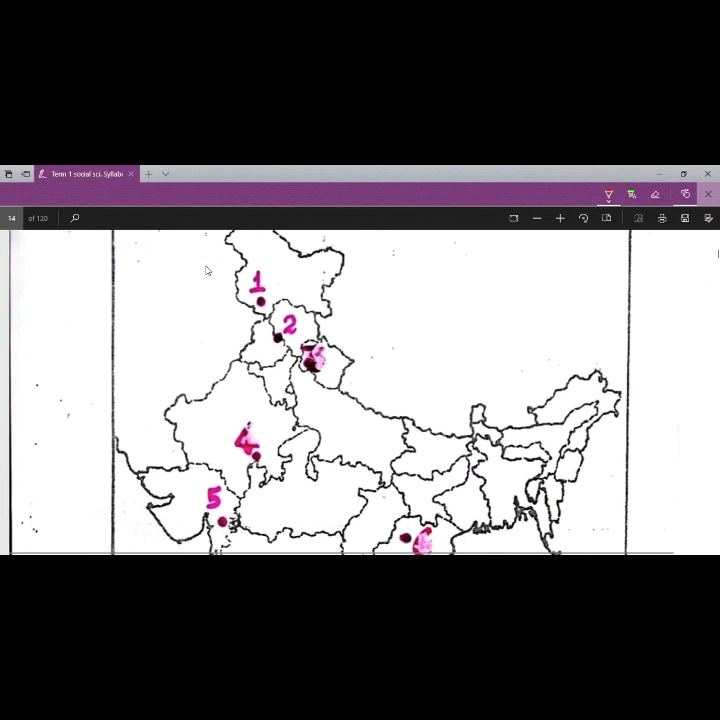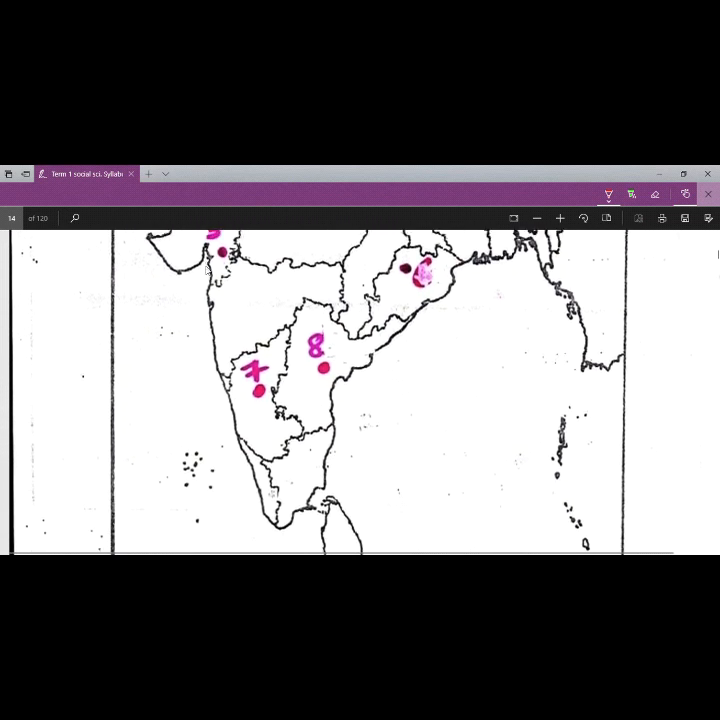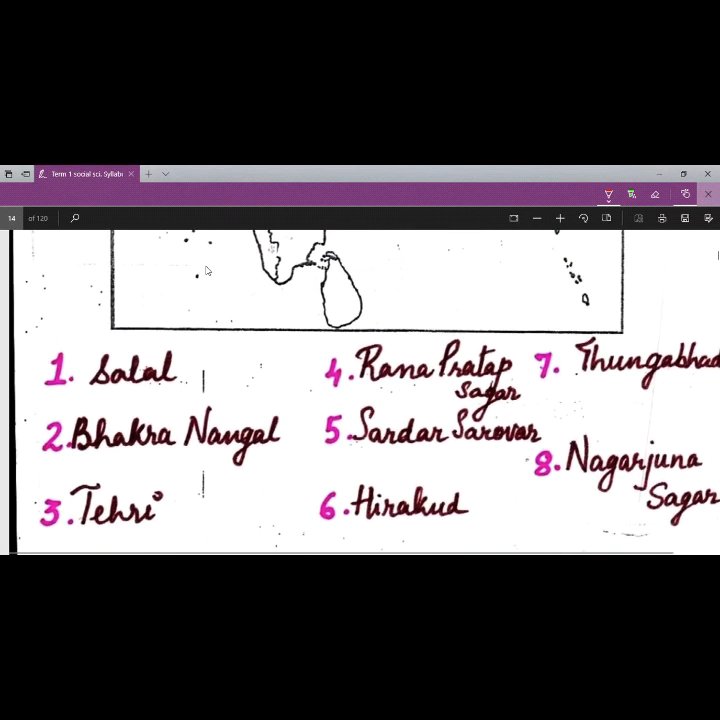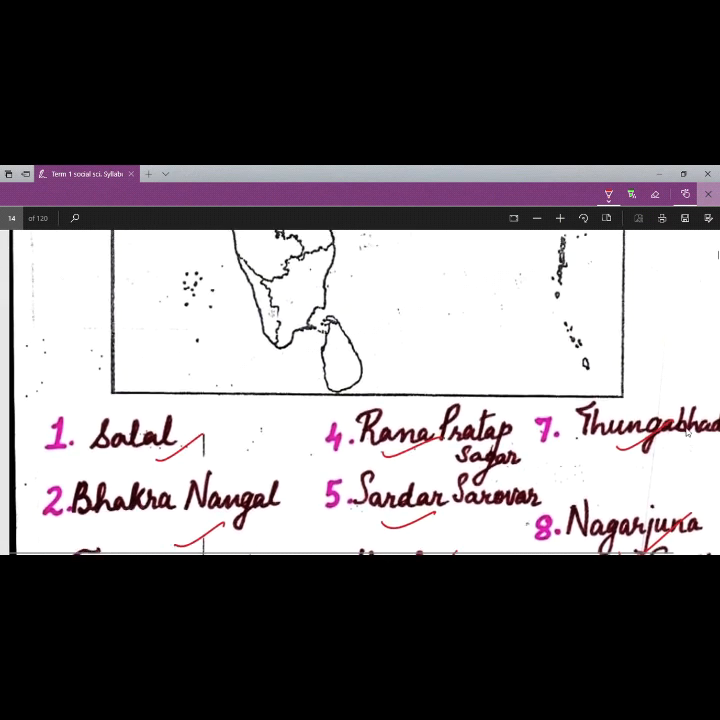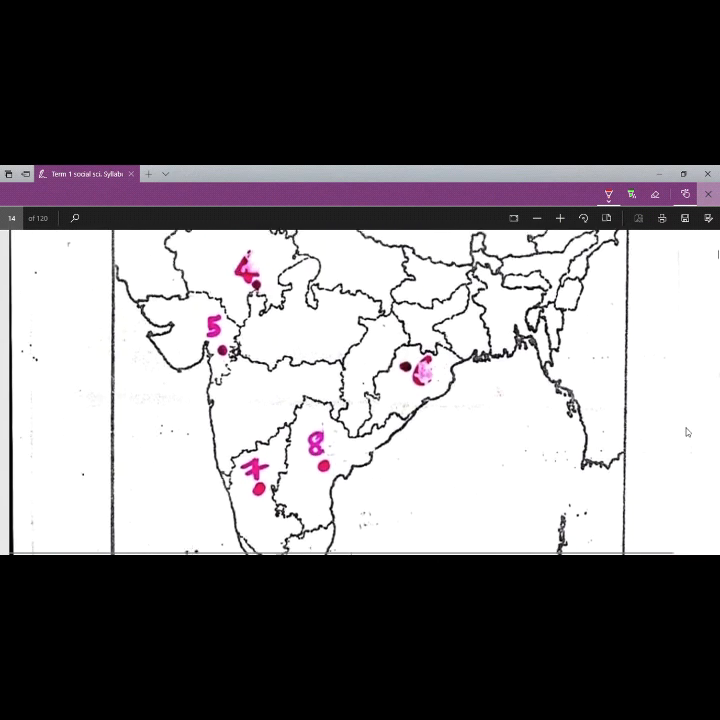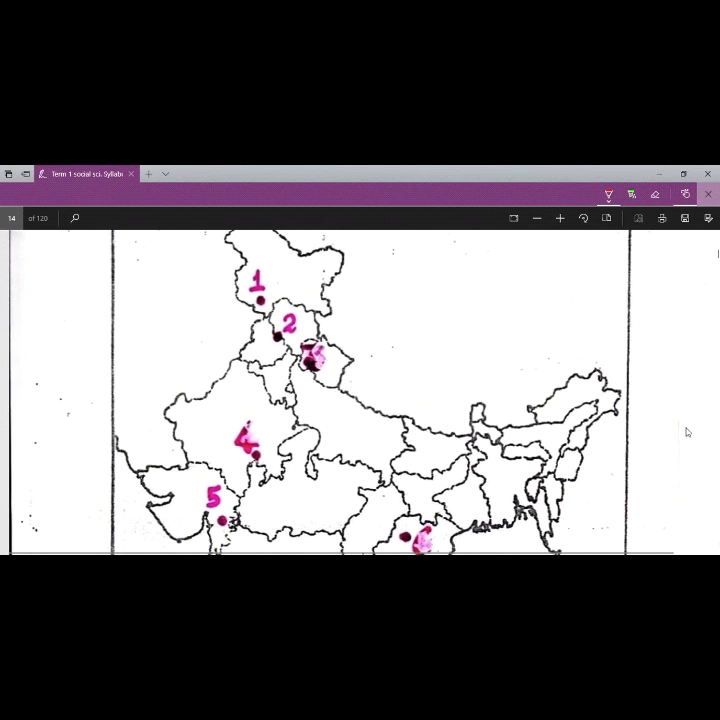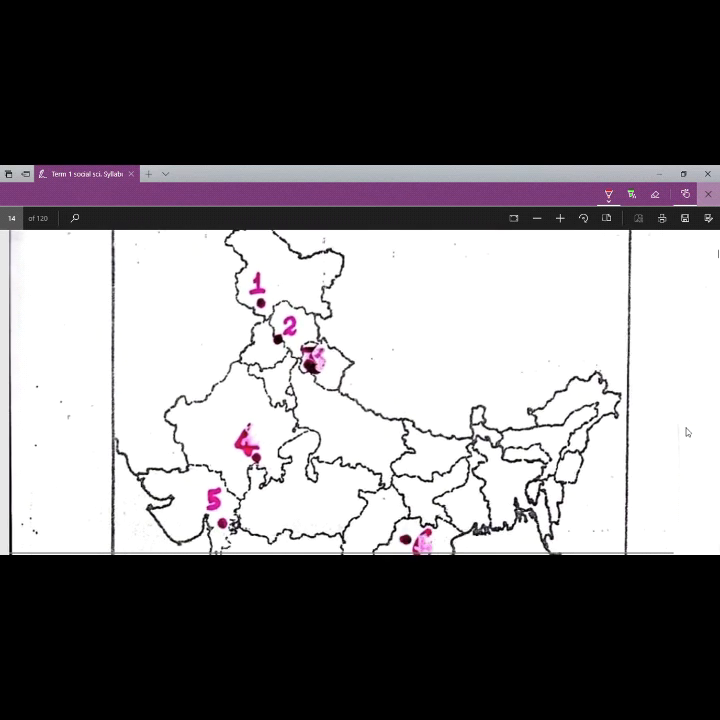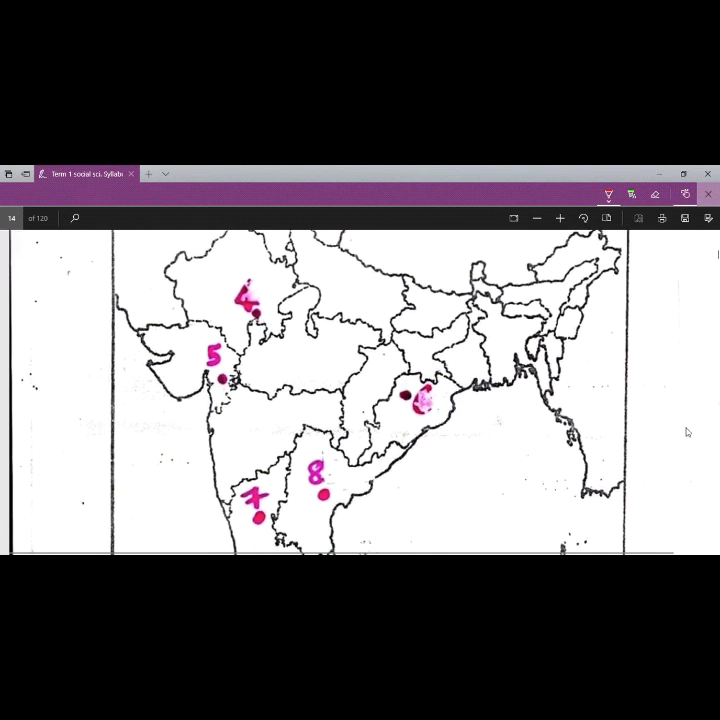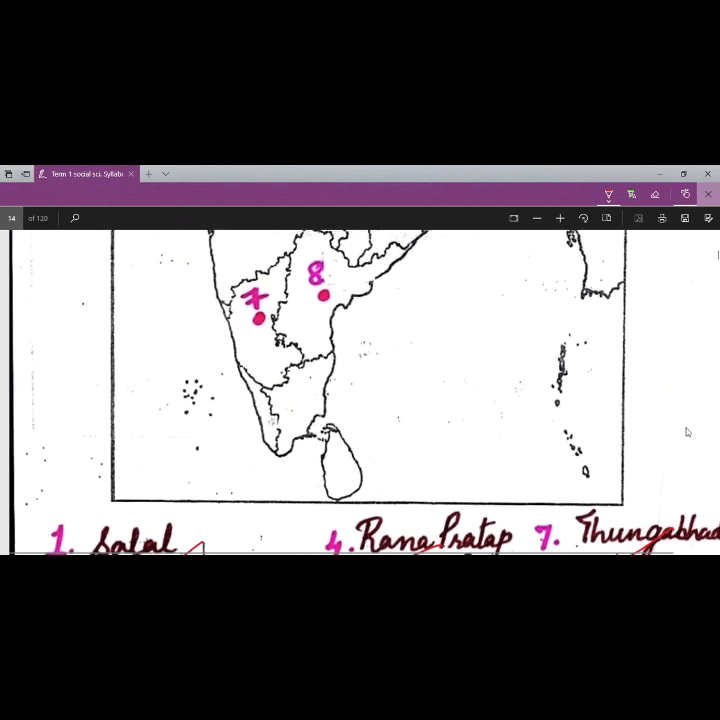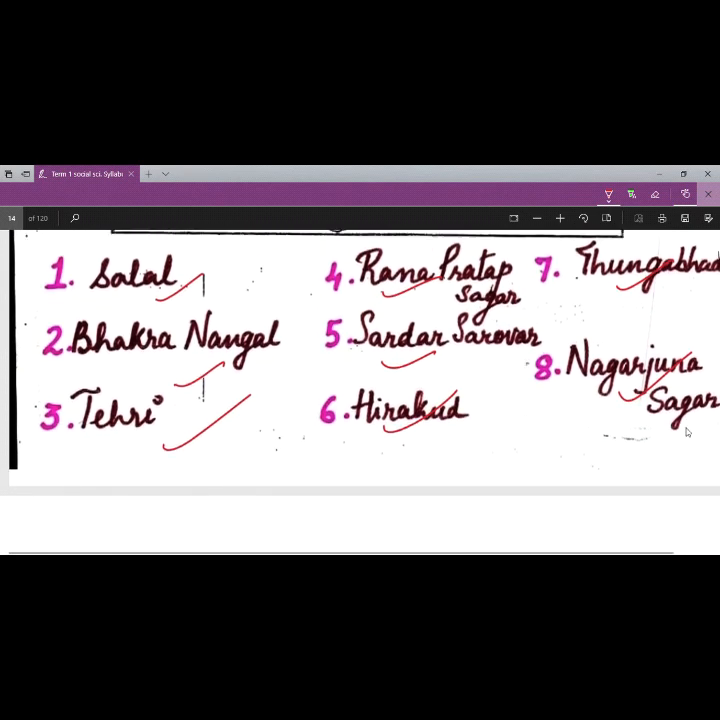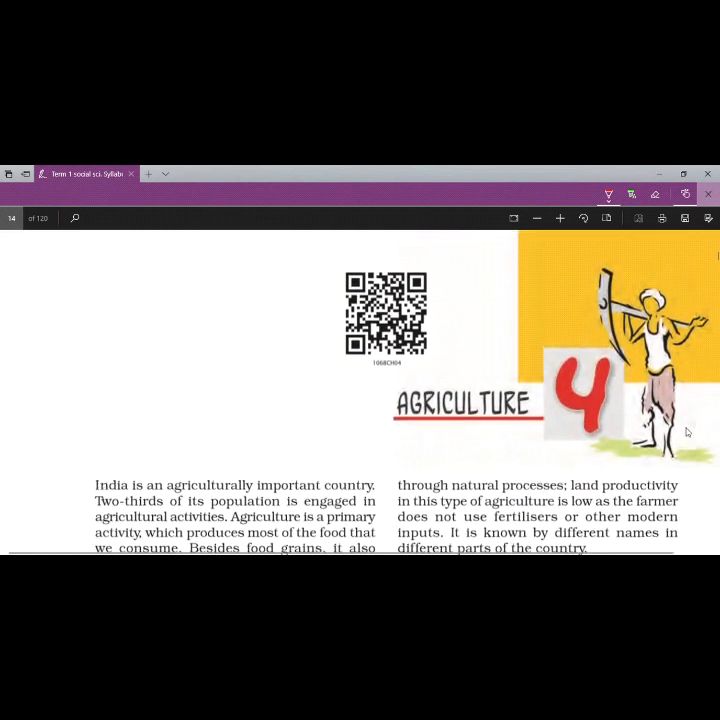You can pause the video and note the locations. These are the dams which are located on the map. I can show you once again. Pause the video and you can plot the points on your India political map. Okay, I hope this is clear to you.